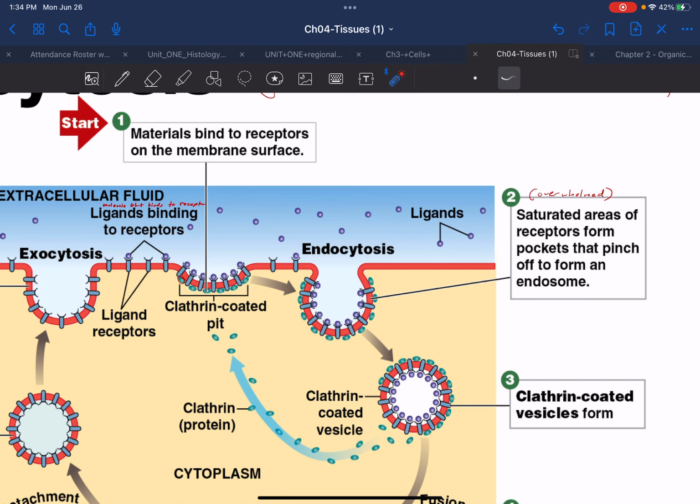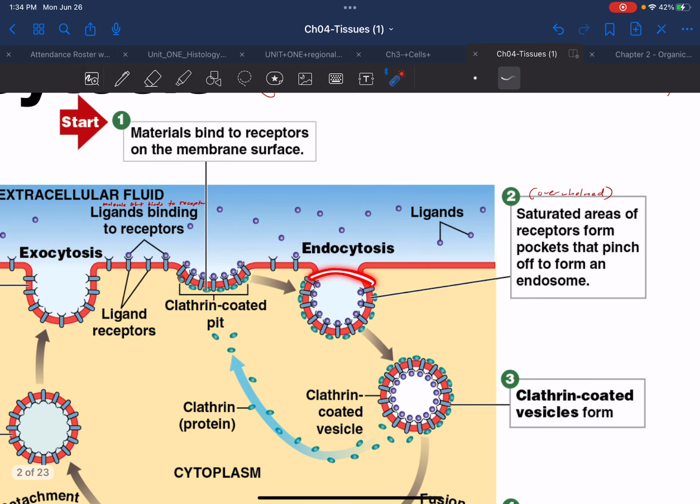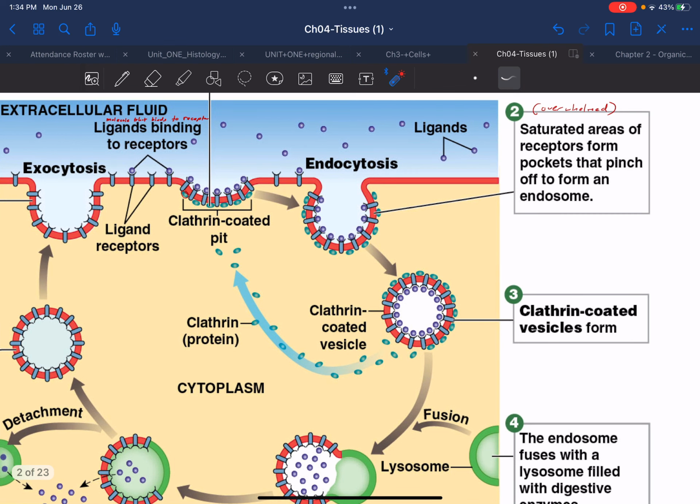That if enough ligands bind to these receptors, it overwhelms it. It saturates it. That's the fancy way of saying it. And this will cause the pinching of that vesicle. But this vesicle is not simply called a vesicle, because since it's going in, endo, and "some," remember, like lysosome, peroxisome, usually implies a vesicle. So this vesicle, or endosome, is a vesicle going inside.